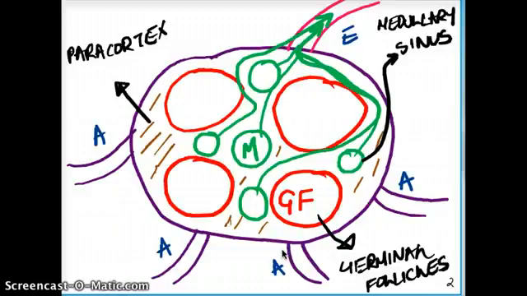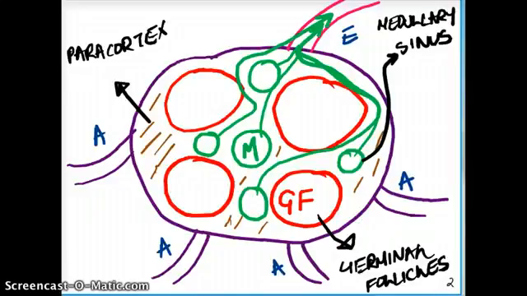Maybe in Bruton's agammaglobulinemia. So that's an X-linked disease which has low number of B cells and low number of all kinds of immunoglobulins, right? We know that. So that's when you're going to see, if you biopsy a lymph node in Bruton's agammaglobulinemia, you're going to see that the germinal follicles kind of disintegrate. They are not proliferating anymore. So that is our germinal follicles.